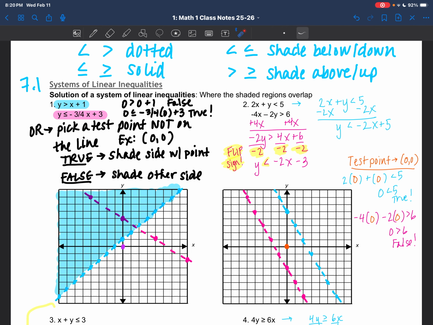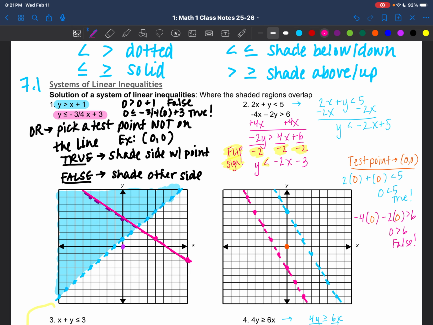a test point 0, 0 also. And when I did that, I got 0 is less than or equal to, oops, did I not make that solid? I didn't make this solid, that's my bad. All right, let me go through. My mistake. So, all right, there we go. Now that's solid.